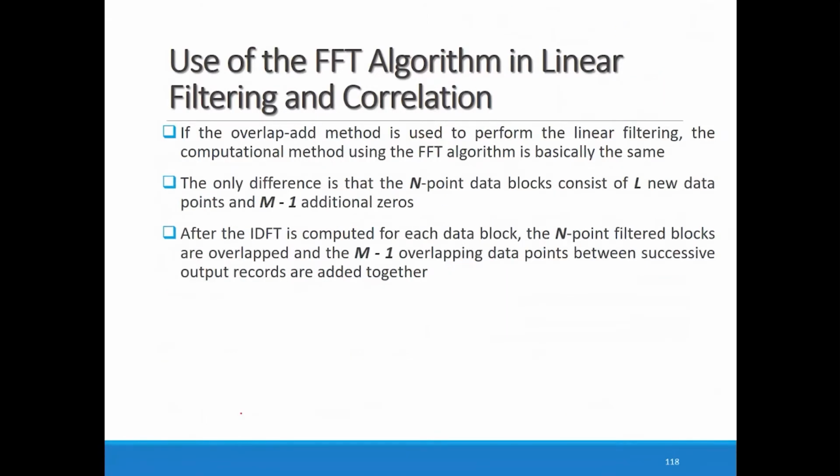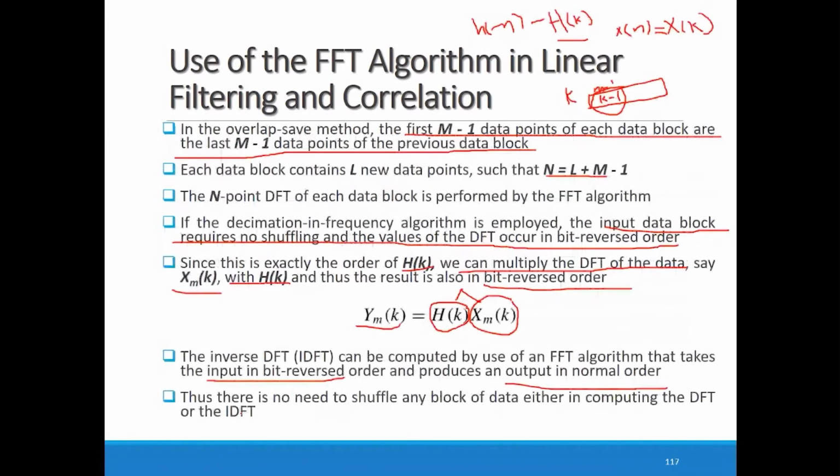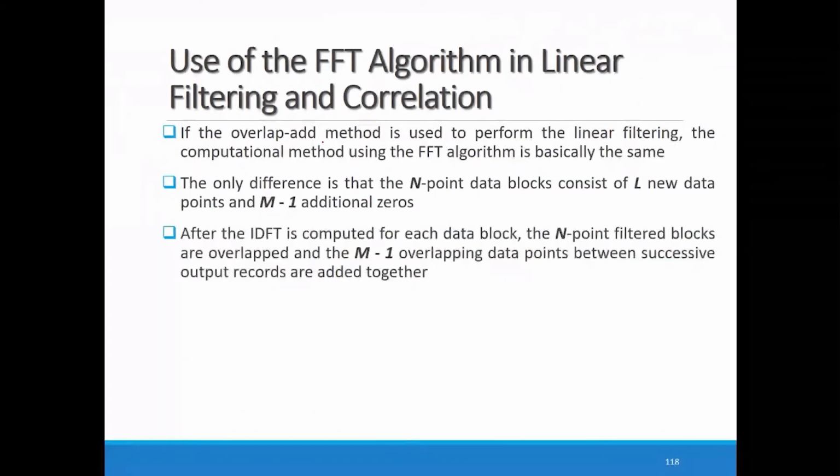Now here we are talking about the overlap save method. If the overlap add method is used to perform the linear filtering, the computation method using the FFT algorithm is basically the same. The only difference is that the N-point data blocks consist of L new data points and M minus 1 additional zeros. So this is the overlap add one.